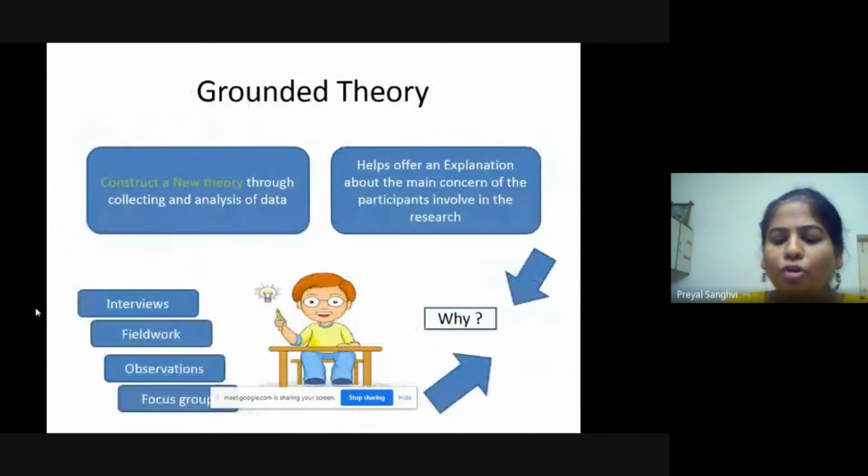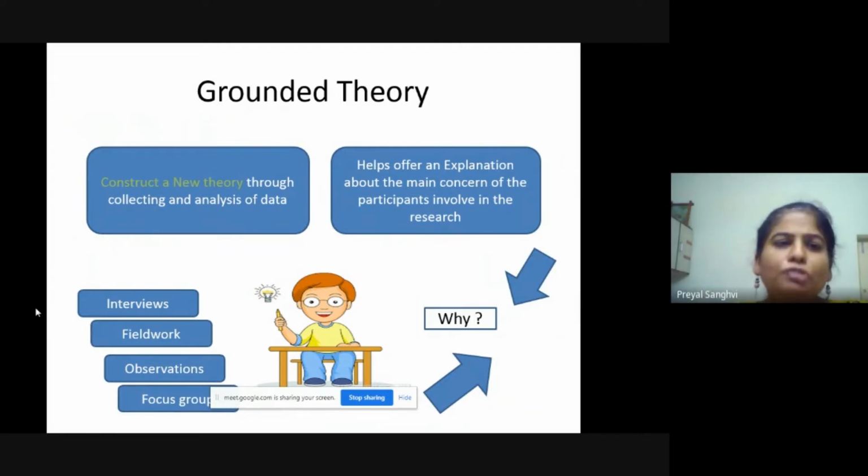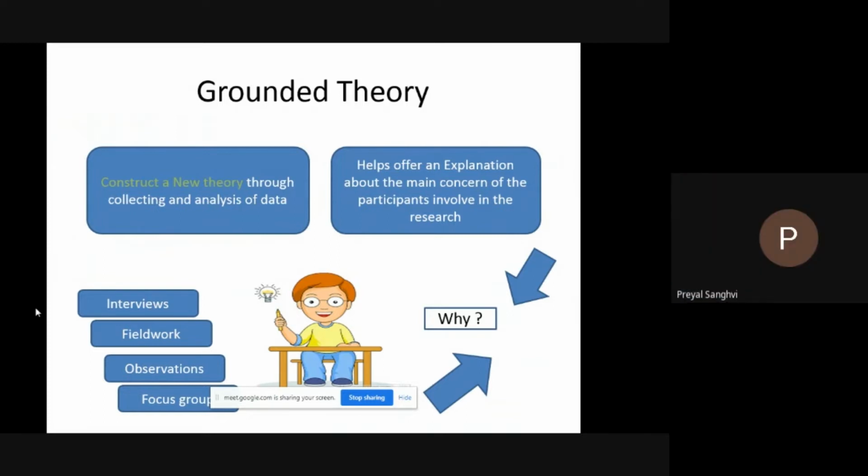Next we are going to discuss grounded theory. In grounded theory, a researcher tries to construct a new theory through collecting and analyzing data. Basically, the researcher develops or constructs a new theory based upon the data collected by the researcher. It helps to offer an explanation about the main concern of the participants involved in the research. In that case, we can use interview, fieldwork, observation, and focus group.